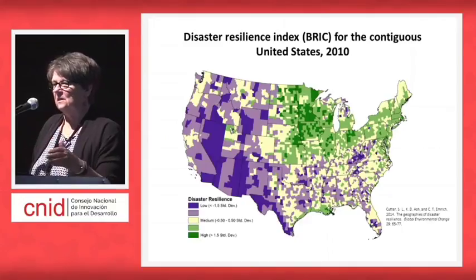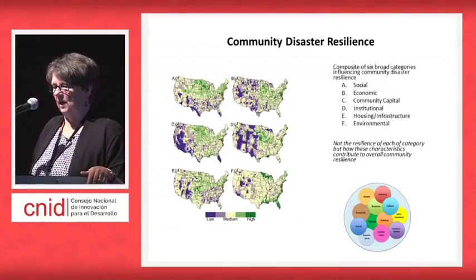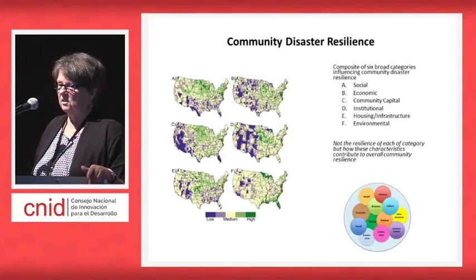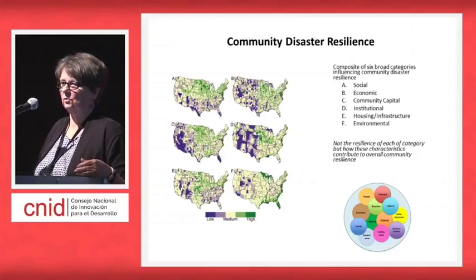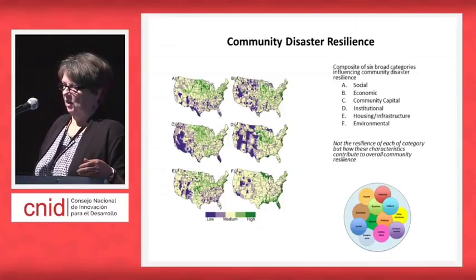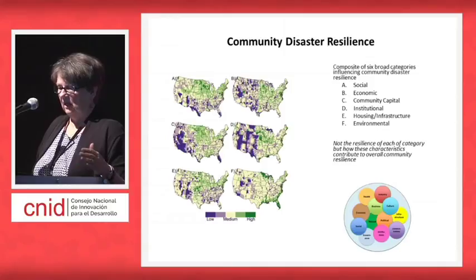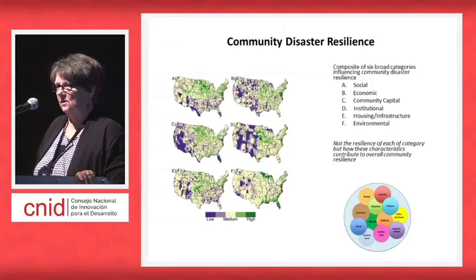And you can deconstruct this resilience as well by looking at each one of its component parts. So figure A is the social resilience, and you can see the social resilience is actually quite high in the northern tier of states in the United States, whereas in figure F, the environmental resilience is actually much greater along the coastal areas. When we're talking about community resilience, we're actually speaking about the system of systems.